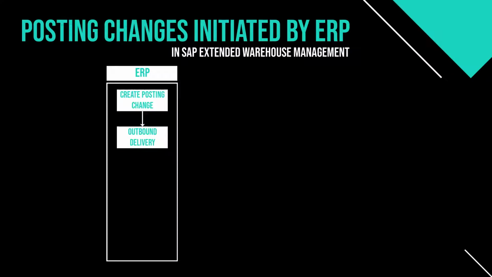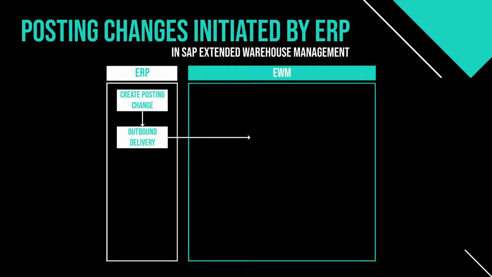Creating this posting change will result in an outbound delivery in the ERP system. And just like with any other outbound delivery, this one gets transferred to the EWM system. But since we operate a posting change scenario, the EWM system will not create an outbound delivery order. For posting changes, the EWM system is going to create a warehouse request.